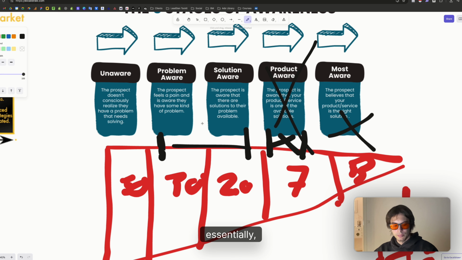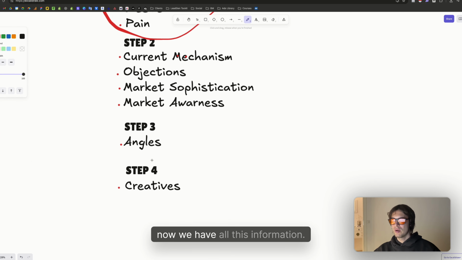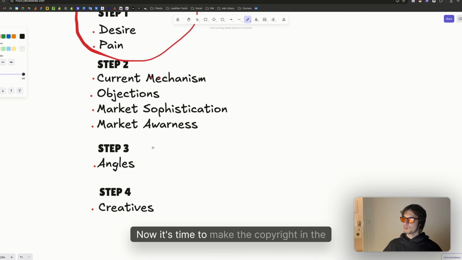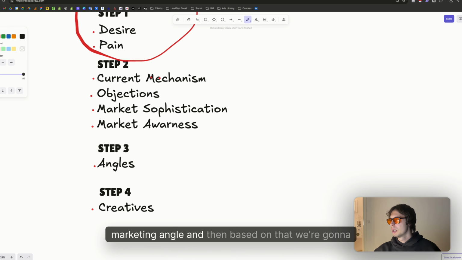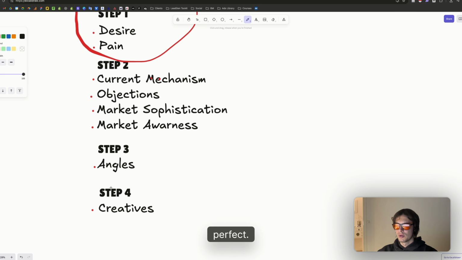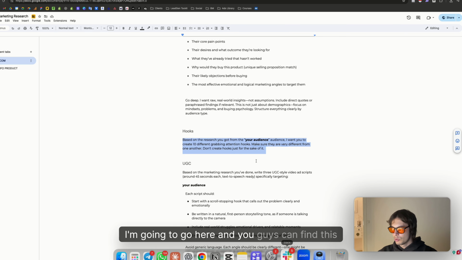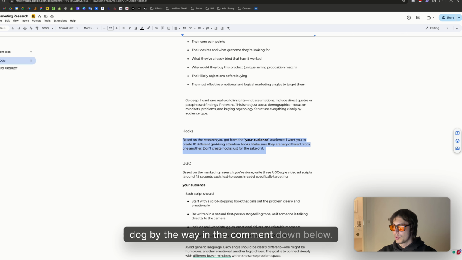Next step, essentially, like I say here, is to start creating those marketing angles, right? Okay, now we have all this information. Now it's time to make the copywriting, the marketing angle. And then based on that, we're going to create our creatives, okay? Perfect, so angles, how do we do it? Well, I have a Google Doc right here, which I'm going to be using. I'm going to go here, and you guys can find this doc, by the way, in the comment down below, right?